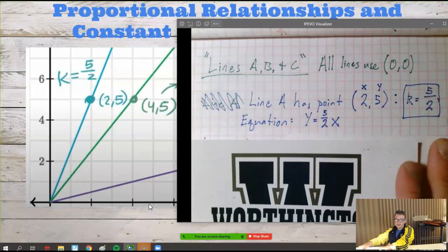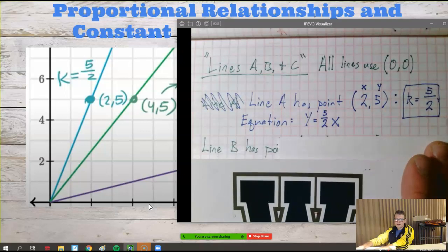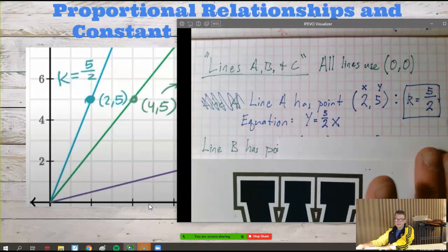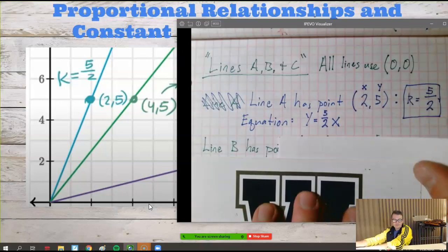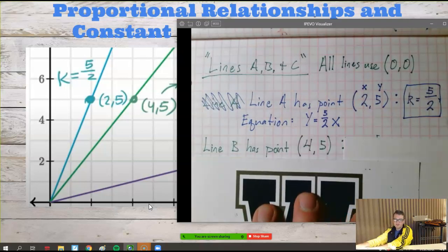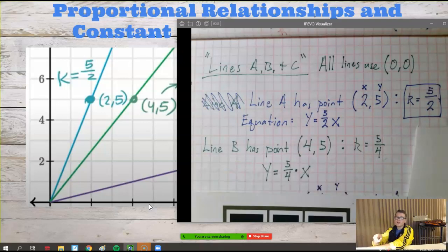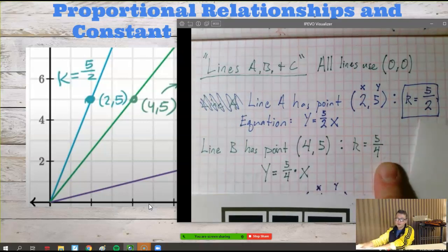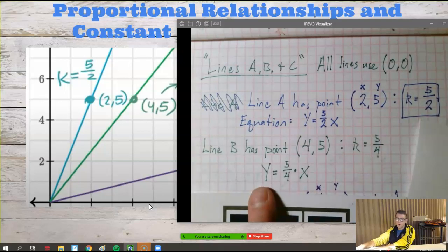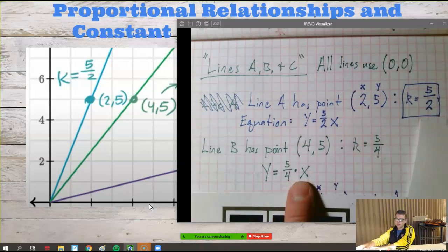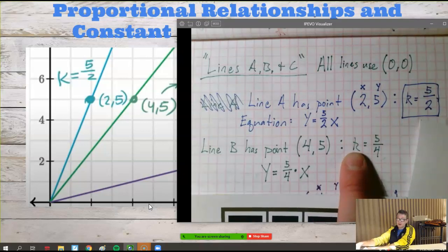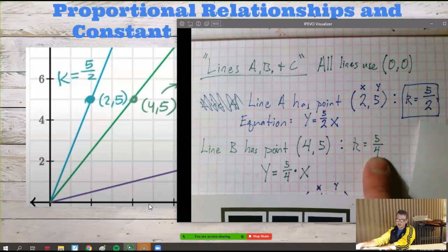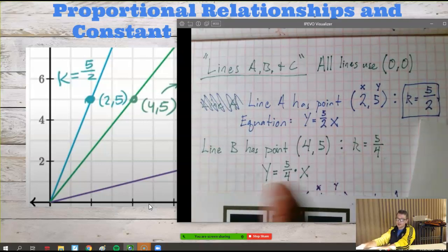Okay, so 4 is the x and 5 is the y. So I wrote down the point. Then I put r equals 5 over 4 times x. Oh, careful. R equals 5 over 4, but the equation we write is y equals 5 over 4 x. So make sure that you've got that written correctly. R or K or whatever you want to call it is 5/4. Perfect. Good job there. The equation we write uses y and x.